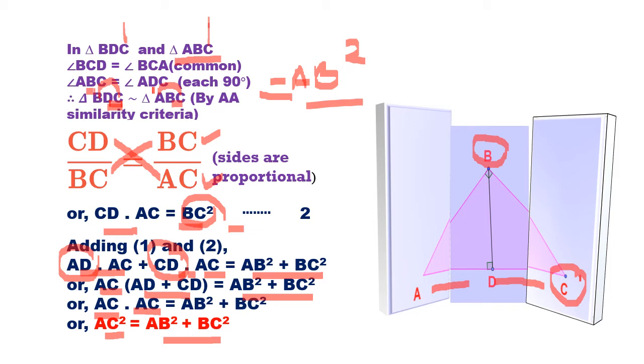And here I have made a three-dimensional figure to make you understand that once we took ADB, and the second time we took BDC. So these are the two parts.